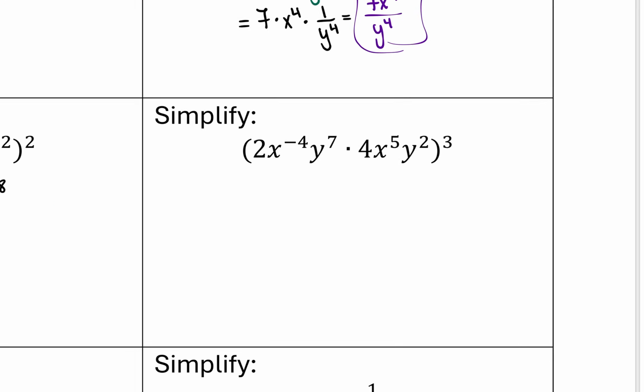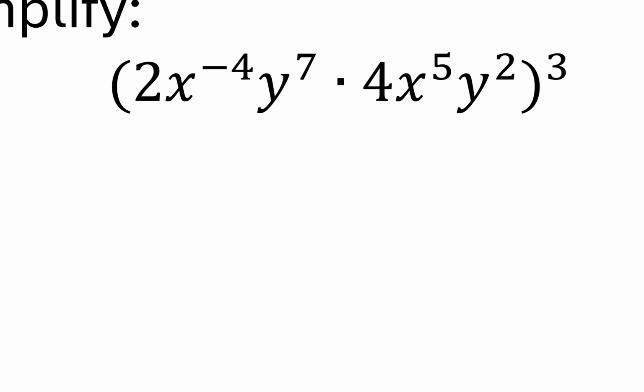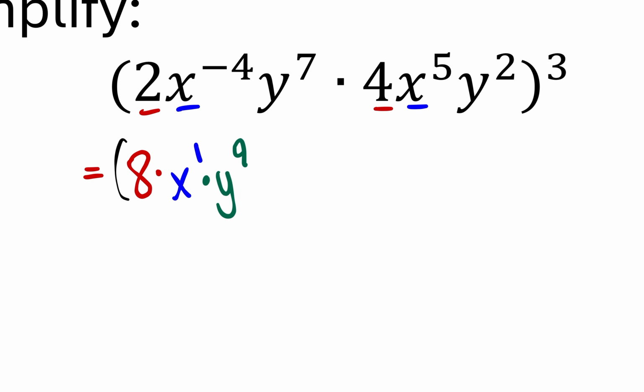Okay, for the next one, we have the following. We multiply the coefficients first. We have 2 and 4. That's going to go ahead and give us positive 8. Then we have x to the negative 4 times x to the fifth. That's going to give us x to the positive 1. Then we have times y to the 7 times y to the second. That's going to give us 9. And then all of this wrapped in parentheses to the third power.